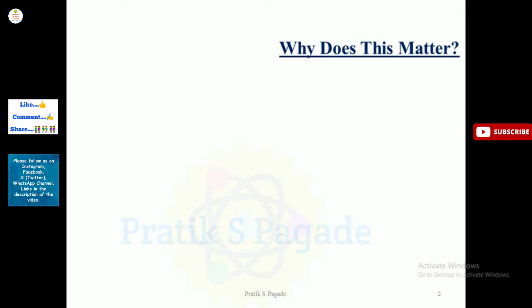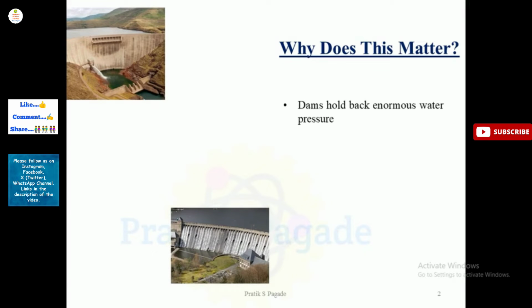So here, see, why does this matter? That is, why does hydrostatic pressure matter in engineering? Dams hold back enormous water pressure. For that reason, hydrostatic pressure is important here.